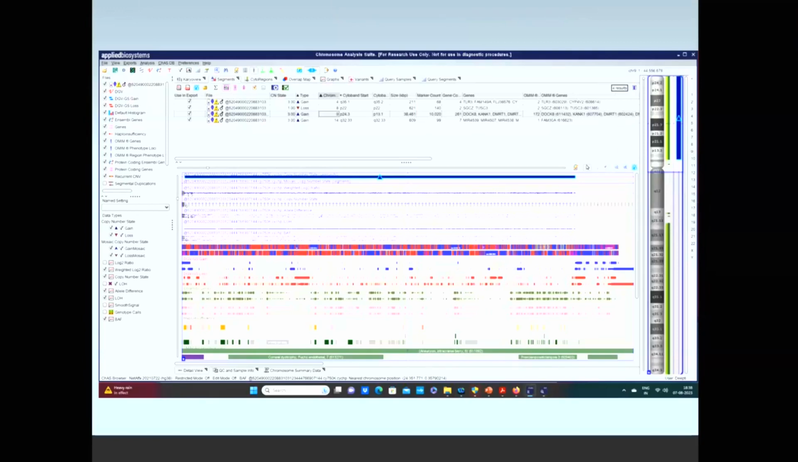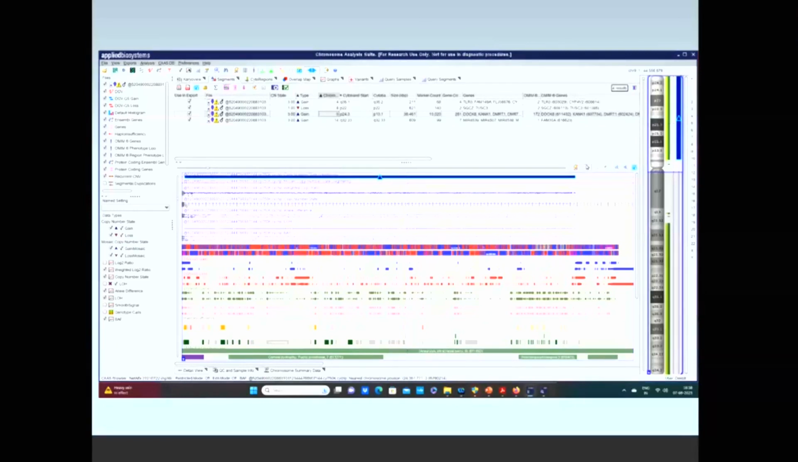So what other investigation could have picked this duplication? MLPA. So had it been picked up by QF-PCR? No, because QF-PCR is a targeted test limited to 13, 18, 21 and X and Y chromosomes. Okay. So if we had done MLPA in this case, then also we would have picked this abnormality.